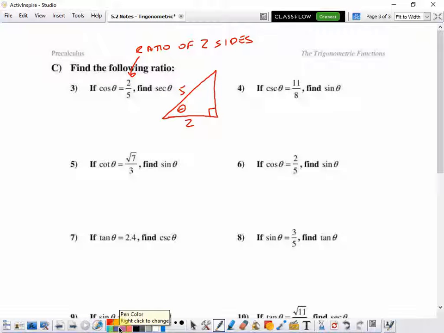And what I've asked for is secant theta. Secant theta happens to be the reciprocal of cosine theta. So secant theta is hypotenuse over adjacent, which is 5 over 2.